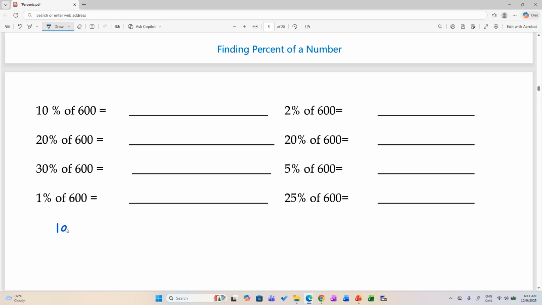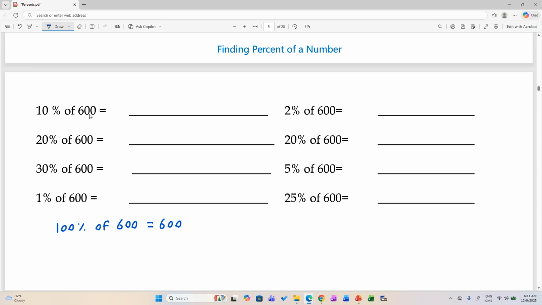What would 100% of 600 be? What is 100% of 600? And the answer should be 600 because, and this is a very important rule to follow, 100% of any number is that same number. So 100% of 600 is 600. 100% of 100 is 100. 100% of 200 is 200, etc., etc. So once I know that 100% of 600 is 600, I'm going to be asked to find 10% of 600.